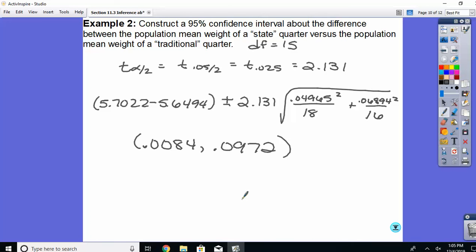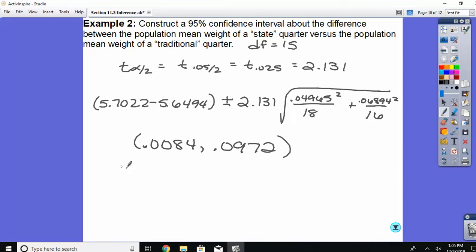So I got 0.0084 and 0.0972. So I am 95% confident that the difference in their weights falls in that interval. So would that lead you to believe that their weights are different? If their weights were the same, what would... 0 doesn't fall in between them, so yeah, they're different. Yes. If their weights were the same, there would be a 0 in the middle of that. There's not, so that would also lead me to reject the null, and the weights are different.